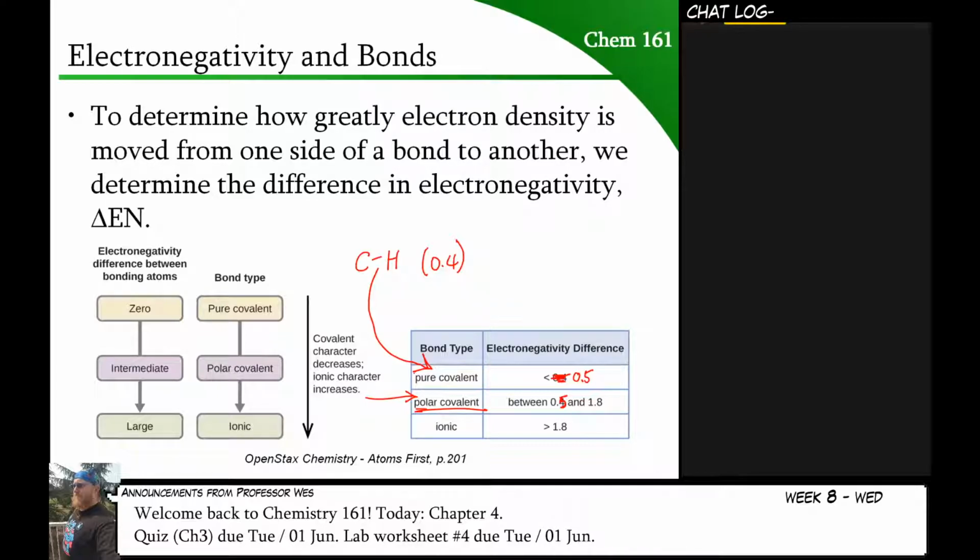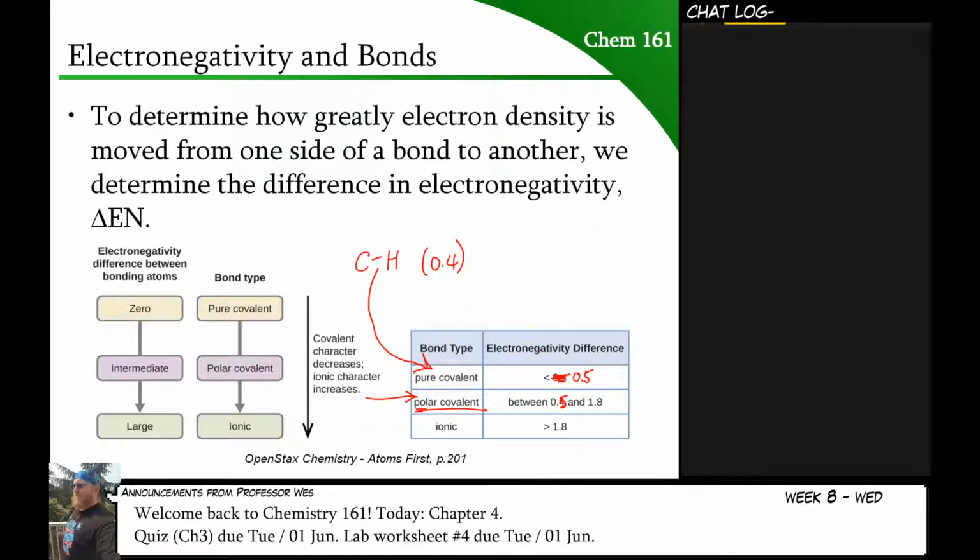So do note that modification to the table from the textbook is very important to be made. I will be testing you on this modification and not the 0.4 version. If you put CH as polar on my quiz, I will mark it wrong. So just be mindful of that.